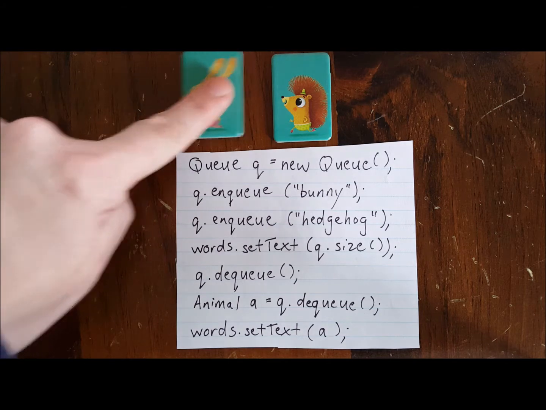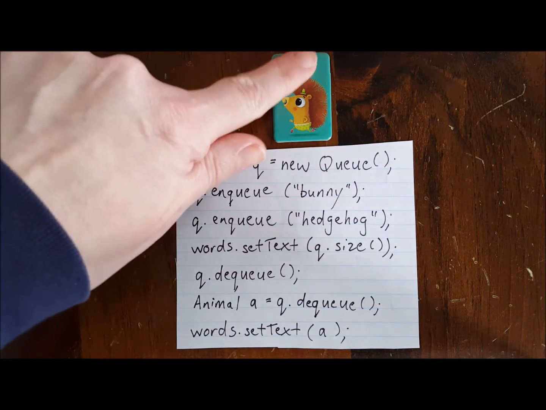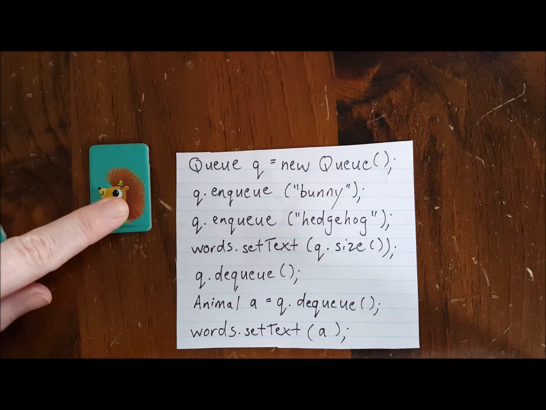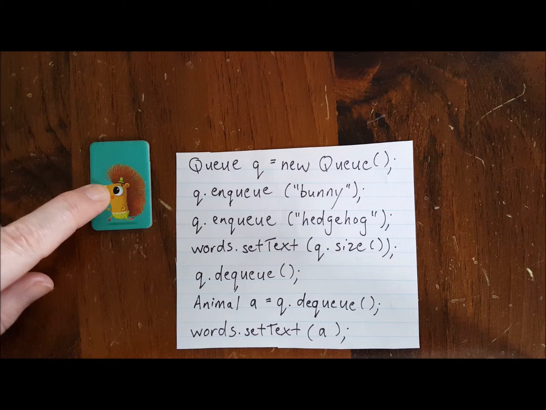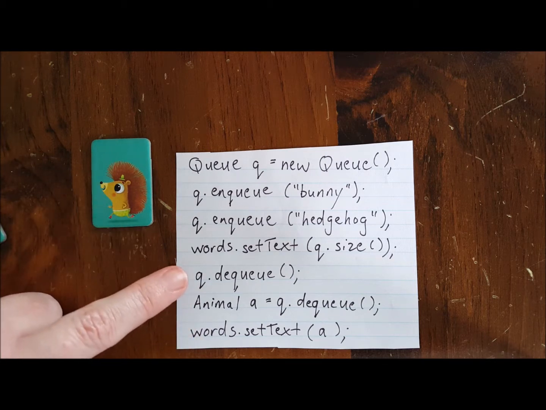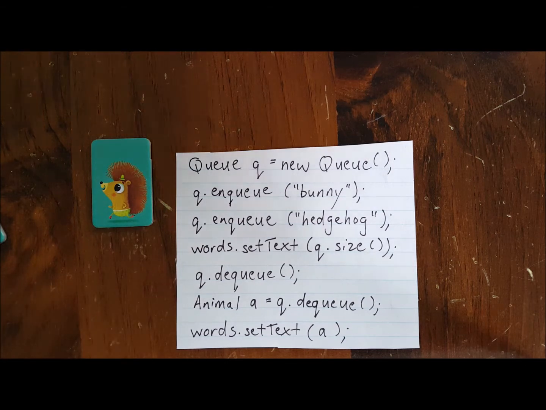Then I can dequeue. Then in this next one, what's happened is I've dequeued it, but I've remembered it in a variable. So that means that I would be able to print out hedgehog on the screen with my next line here. So you can either dequeue and forget what it is if you don't care, or you can dequeue it and remember it so that you can do something with it.